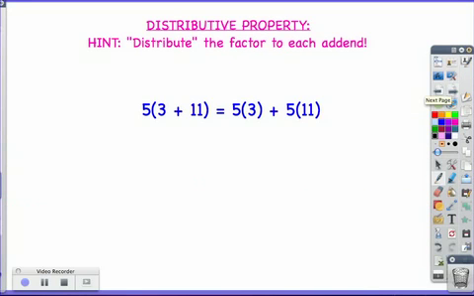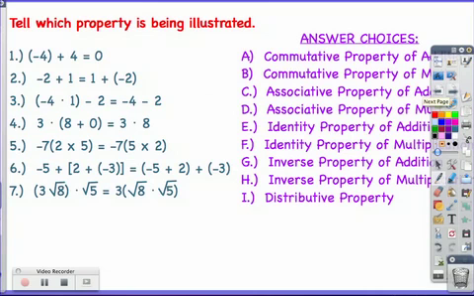Number 5, the only difference is that I switch the 2 and the 5, their order. Since I'm moving the numbers, this would be the commutative property of multiplication, B. In the next example, the numbers are in the same place, -5, 2, -3, -5, 2, -3. The only difference is the parentheses. Therefore, this is associative property of addition, C.